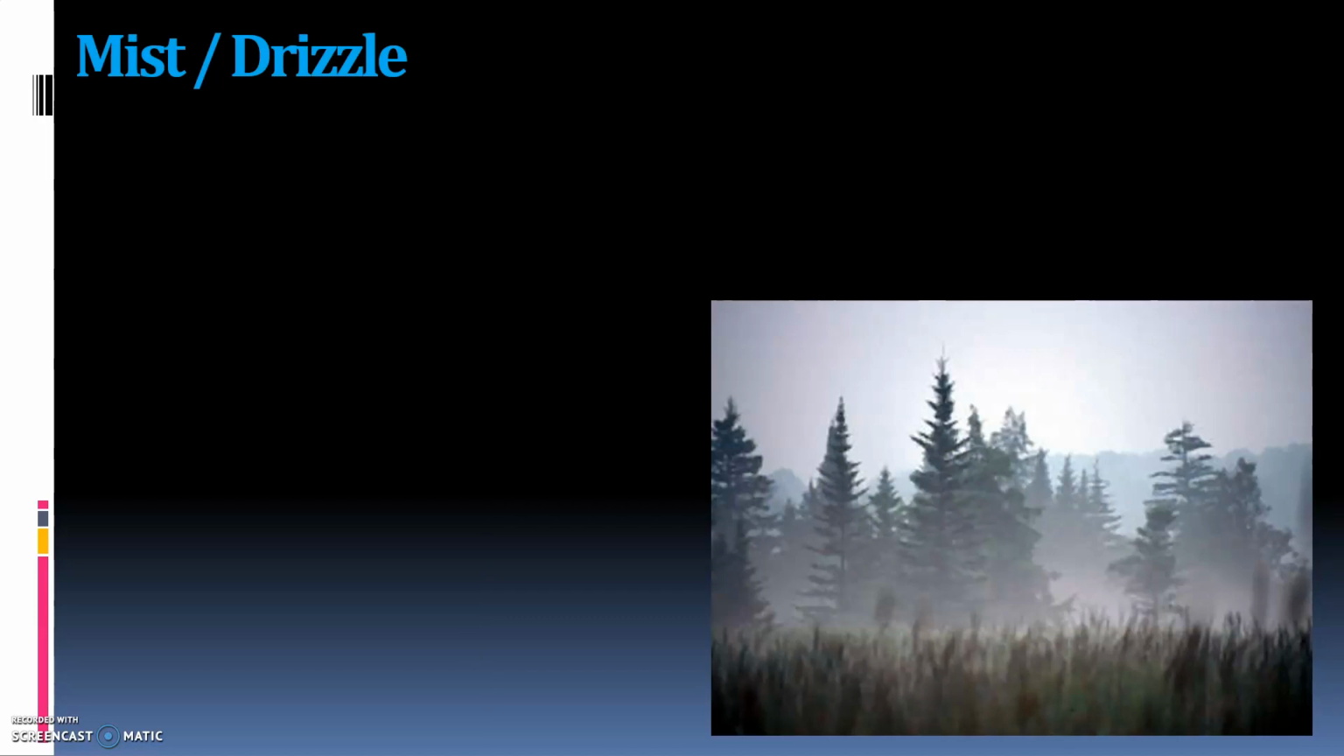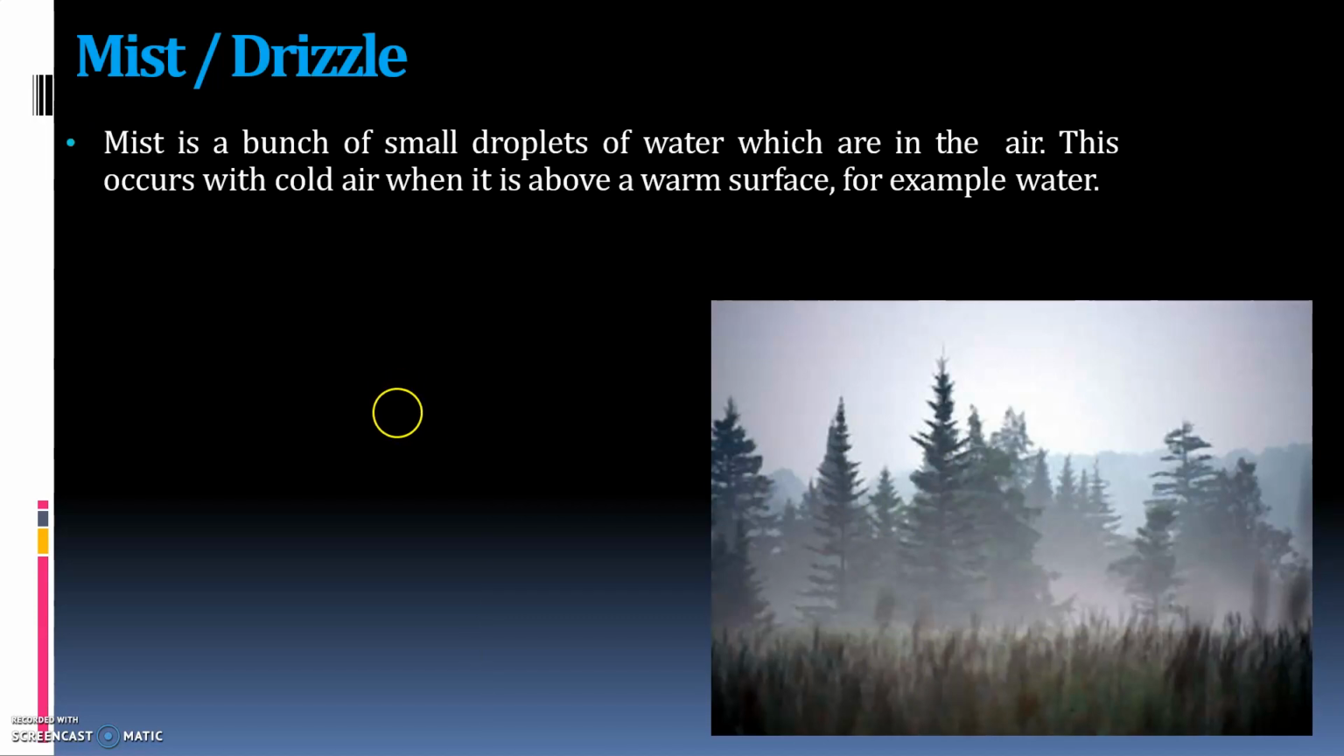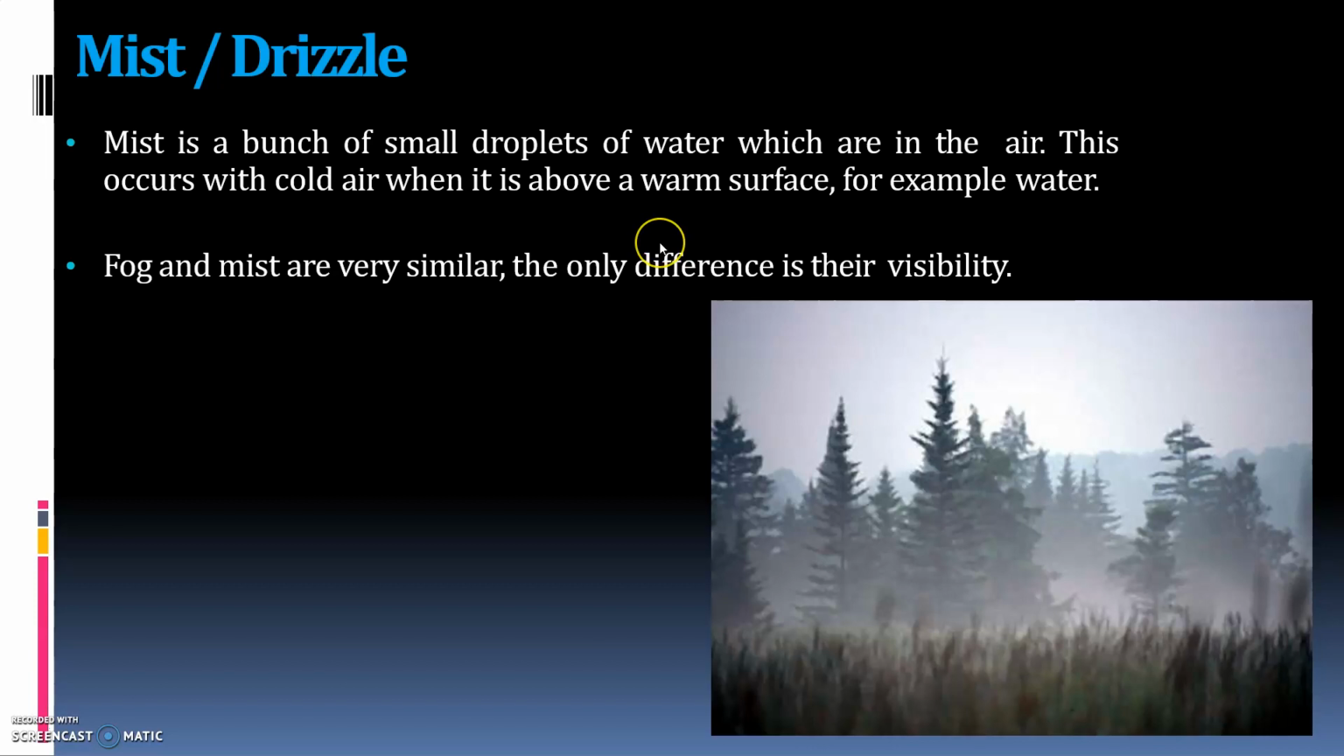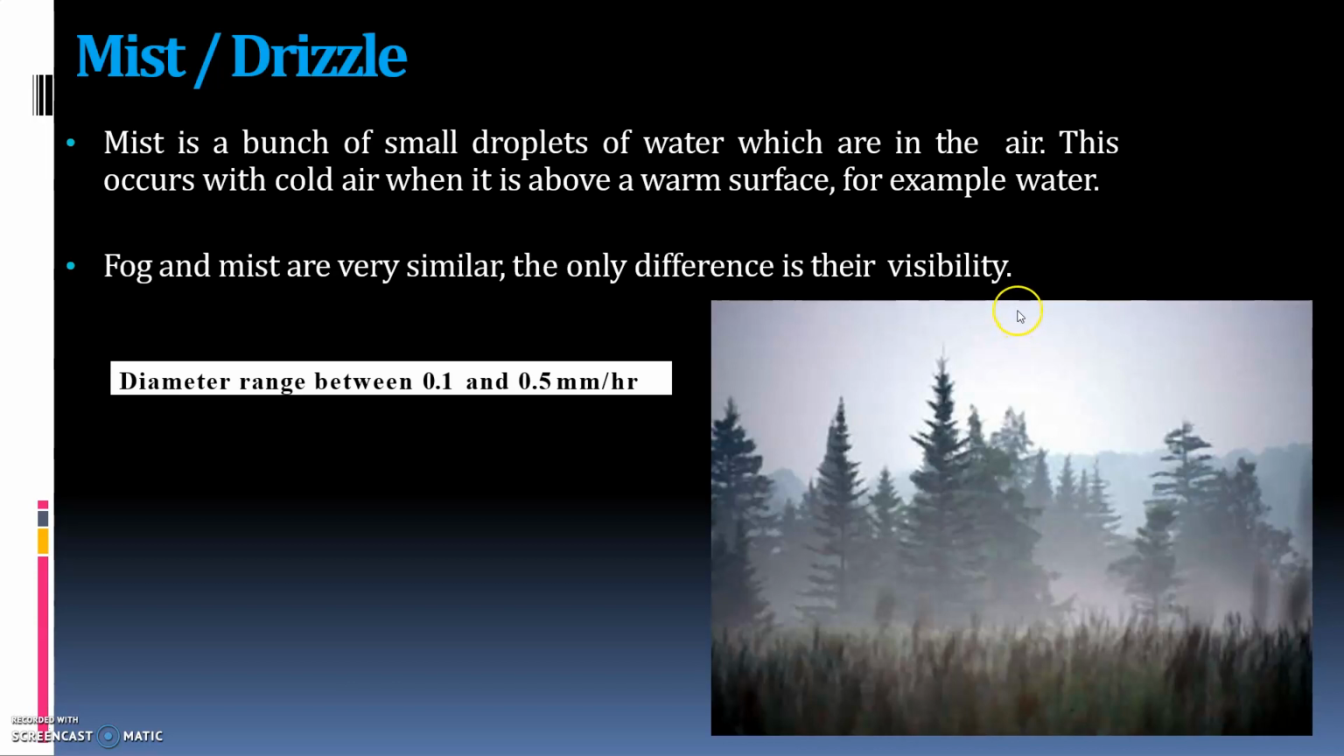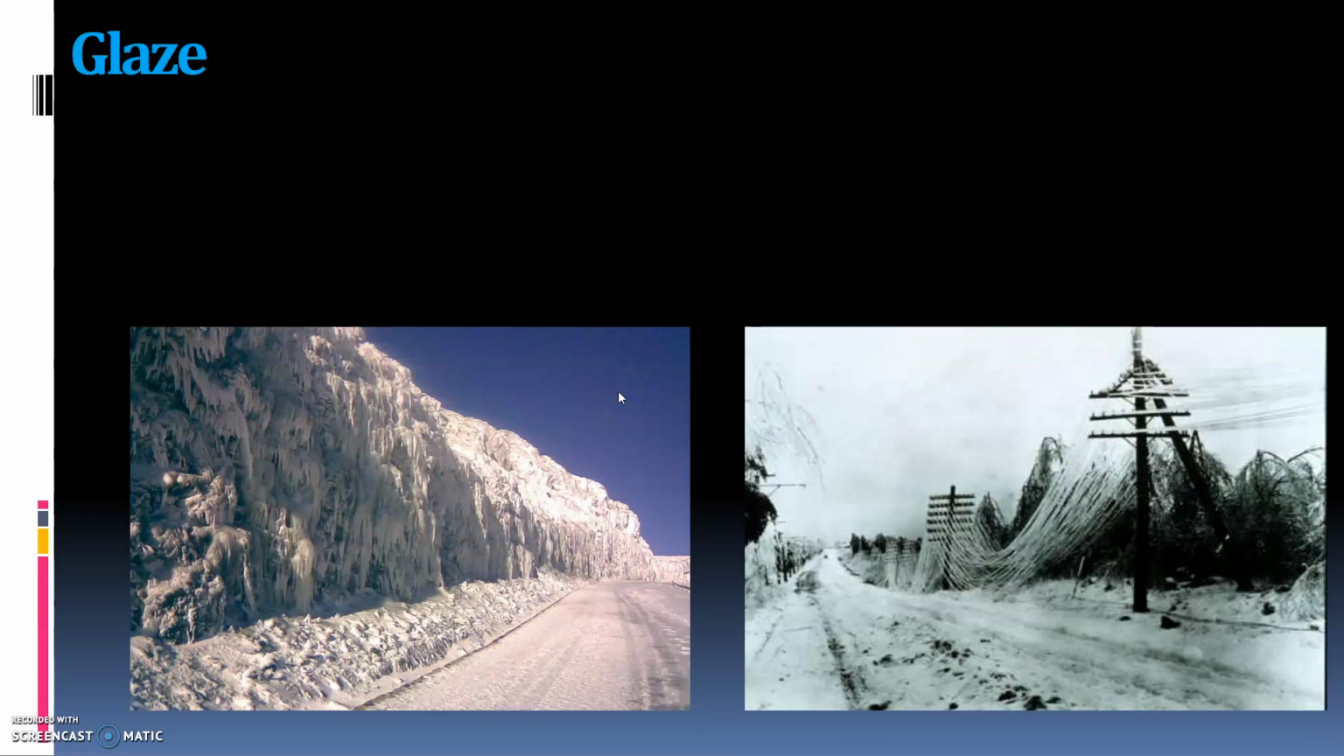Mist or drizzle. Mist is a bunch of small droplets of water which are in the air. This occurs when cold air is above a warm surface, for example, water. Fog and mist are very similar. The only difference is their visibility. Diameter ranges between 0.1 to 0.5 mm per hour.